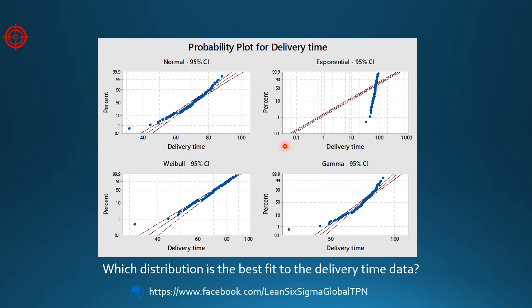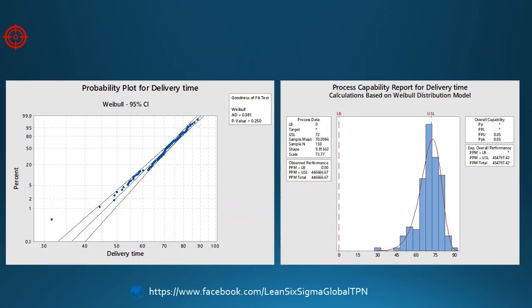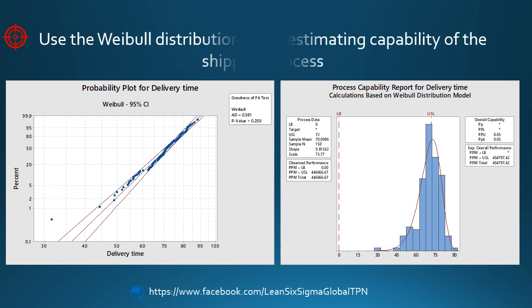In this case, the normal distribution is not a good fit for the delivery time data, but the Weibull distribution models the data well because the points on the probability plot closely follow the straight line. Once we know which distribution fits the data, we can apply capability tools for non-normal data. In this case, we use the Weibull distribution to estimate the capability of the shipping process.